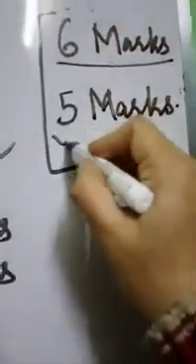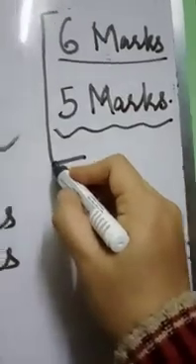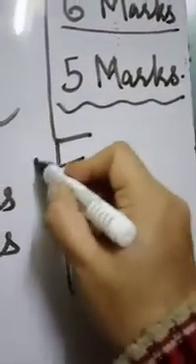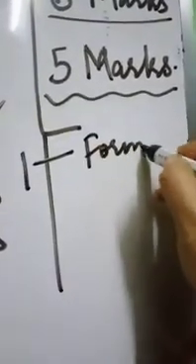Generally, it comes for 6 marks, but for session 19-20, it is now for 5 marks. It was there for 6 marks, but now it has been reduced to 5. So if I bifurcate the marking scheme, 1 mark goes for the format, 2 go for the content, and 2 go for expression.